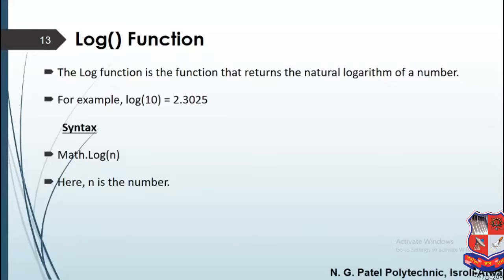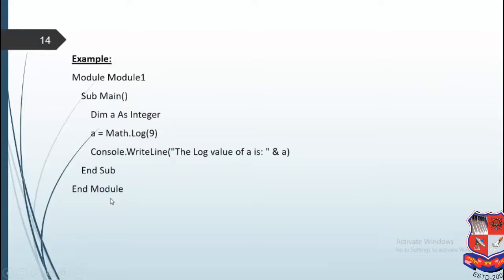Next is the Log function, the logarithm value. The Log function returns the natural logarithm of a number. For example, log 10, log 2, log 4, log 5, etc. The syntax of the Log function is Math.Log in brackets, where n is any number. Here is the example of the Log function. In this example, we will find the log value of 9, and the answer will be 2.1972, right? So it will give the logarithm value of 9.